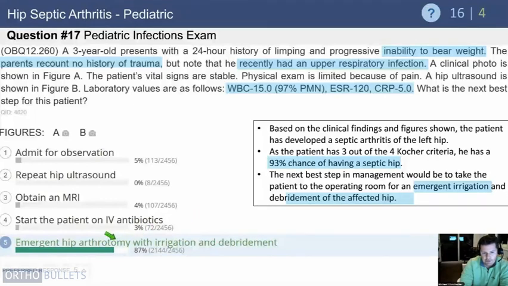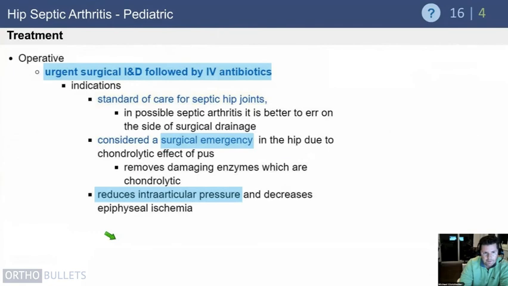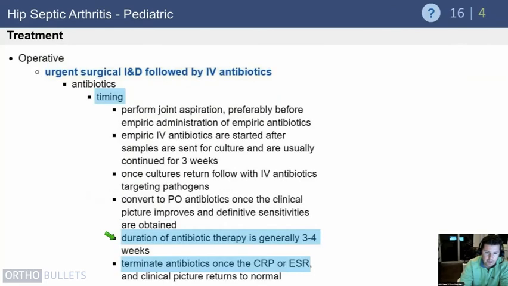It's an emergency. Take them to the operating room and wash it out. So operative treatment, urgent surgical I&D followed by IV antibiotics. This is the standard of care. It should be considered a surgical emergency. This is one of the diagnoses that gets you out of bed in the middle of the night to treat it. And basically early treatment gets all of those chondrolytic enzymes in there out, and also reduces that intra-articular pressure, which can lead to blood supply issues.